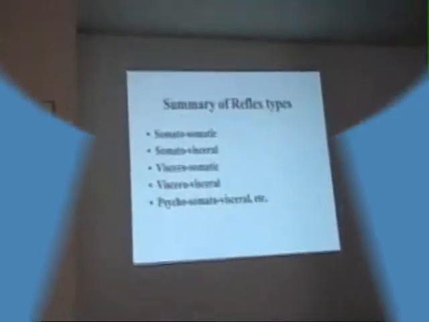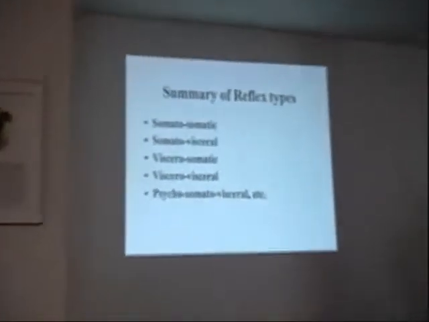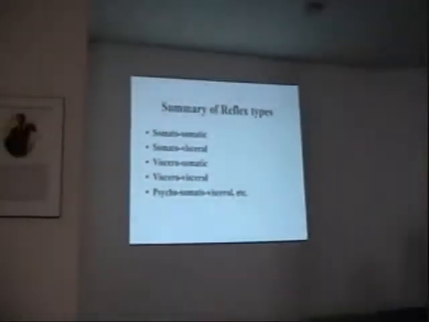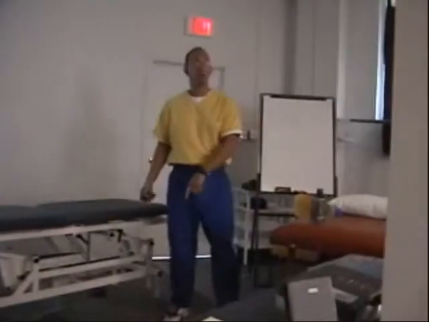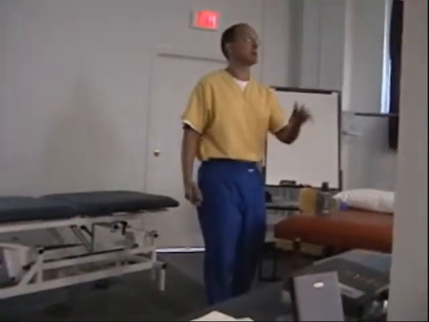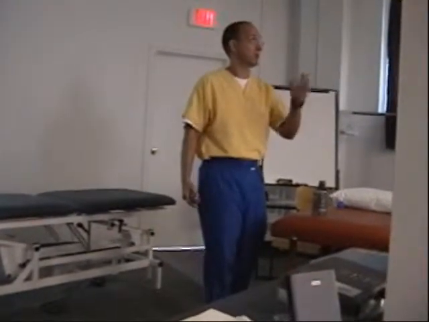Summary of reflex types. We talked about somatosomatic reflexes. That's simply like a knee-jerk reflex. There's a stretch of a muscle. It causes a myotatic reflex arc to occur. So afferent stretch comes in. The response is efferent involuntary muscular contraction. That's a real easy example of a somatosomatic reflex.